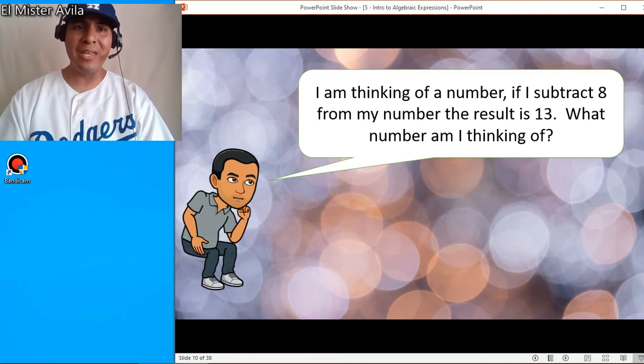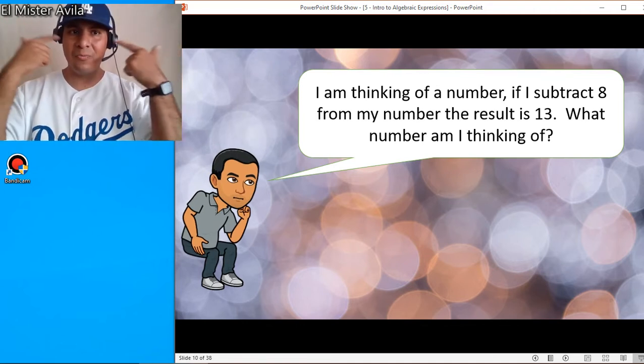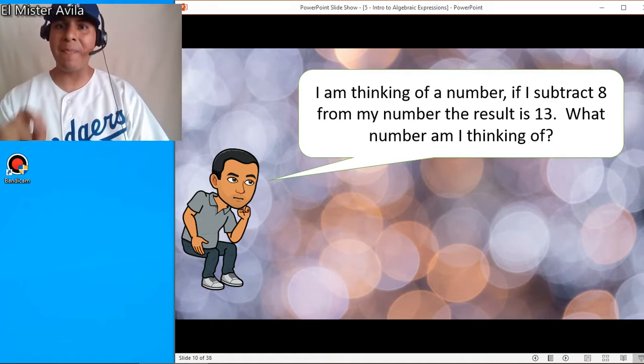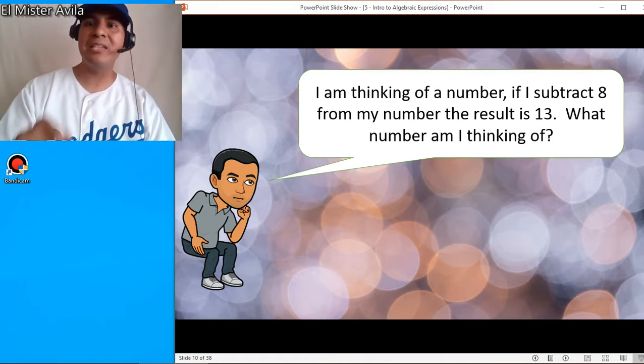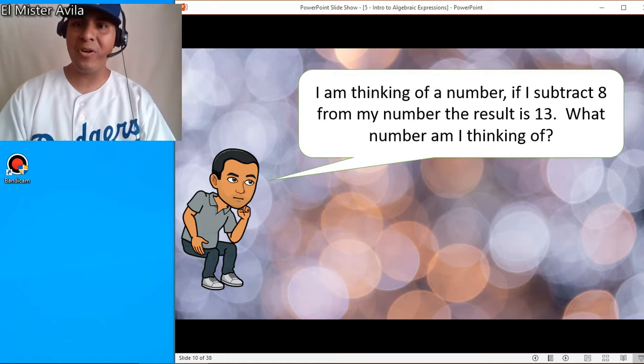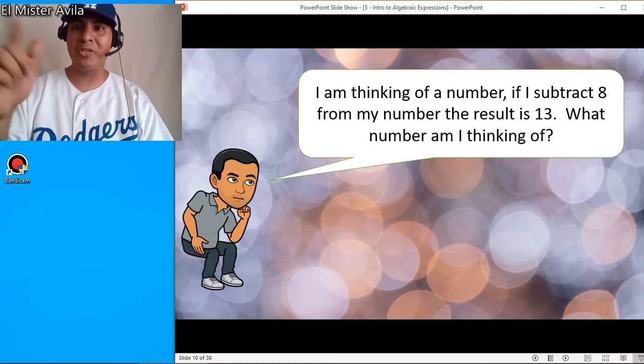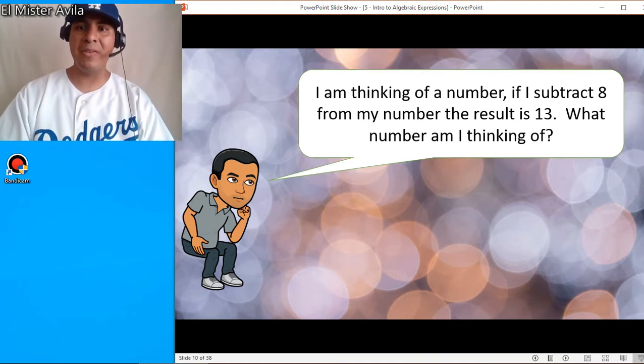And you can already do this. Let's say, can you read my mind? I'm thinking of a number. If I subtract 8 from my number, the result is 13. What number am I thinking of? Okay, I'm thinking of a number. I subtract 8, the result is 13. What number am I thinking of?